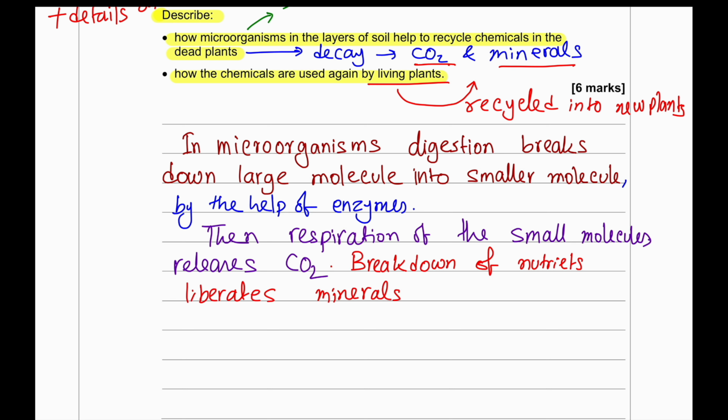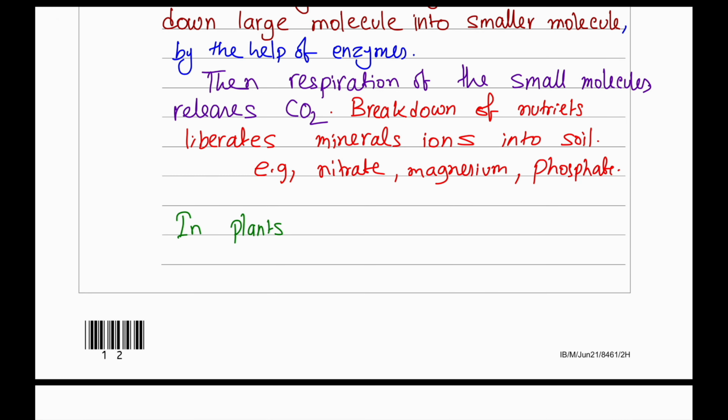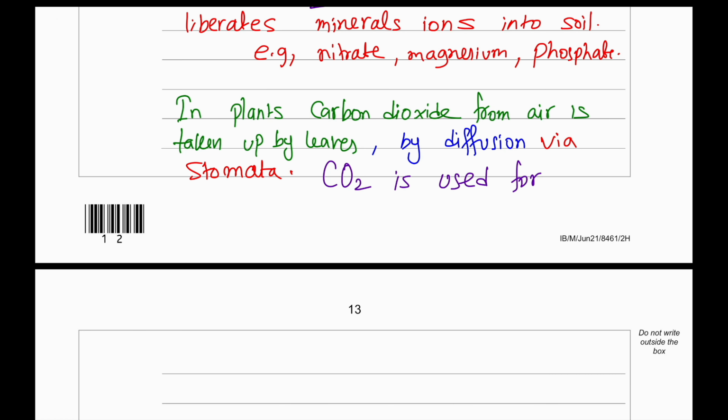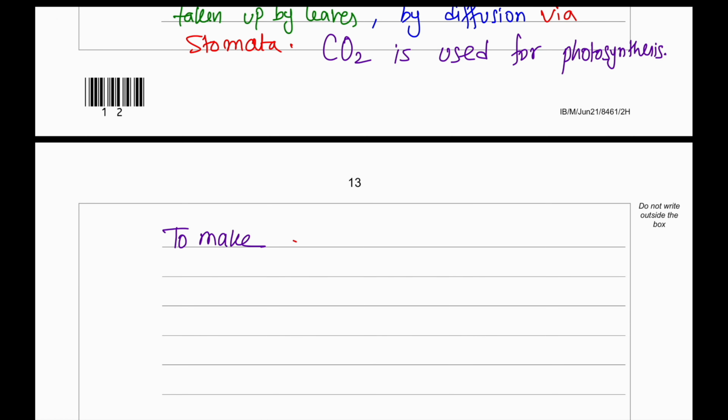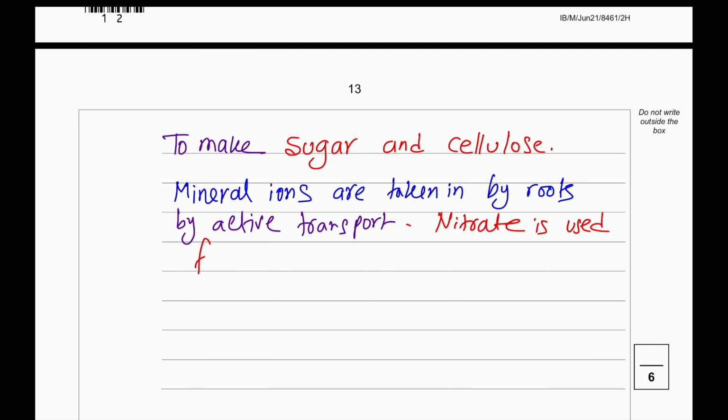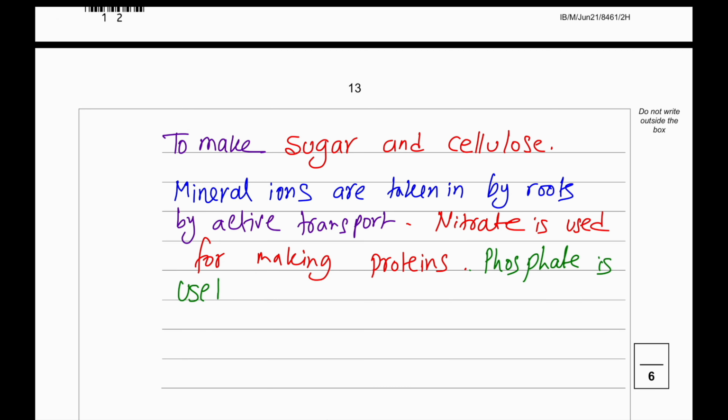Example, nitrate, magnesium, phosphate. In plants, carbon dioxide from the air is taken up by the leaves by diffusion via the stomata. CO2 is used for photosynthesis to make sugar and cellulose. Mineral ions are taken in by roots by active transport. Nitrate is used for making proteins. Phosphate is used for making DNA.